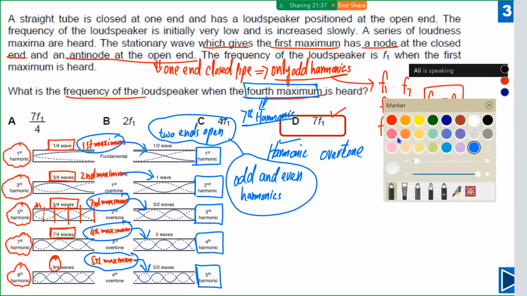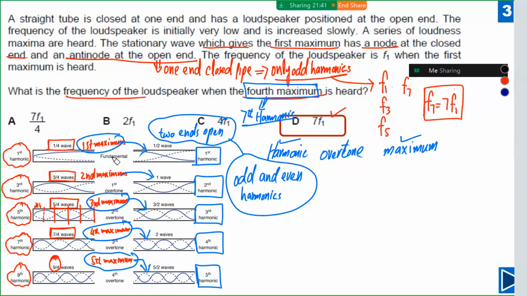Now let's try to understand overtones. You see, this first harmonic is called the fundamental, and the rest of the harmonics we call overtones. So the next one is the first overtone, then the second overtone, third overtone, and fourth overtone. Overtones start from the second harmonic, meaning the first overtone is the second harmonic, or second maximum. So the better way I will say is: first overtone is second maximum. This is a better way to remember it.